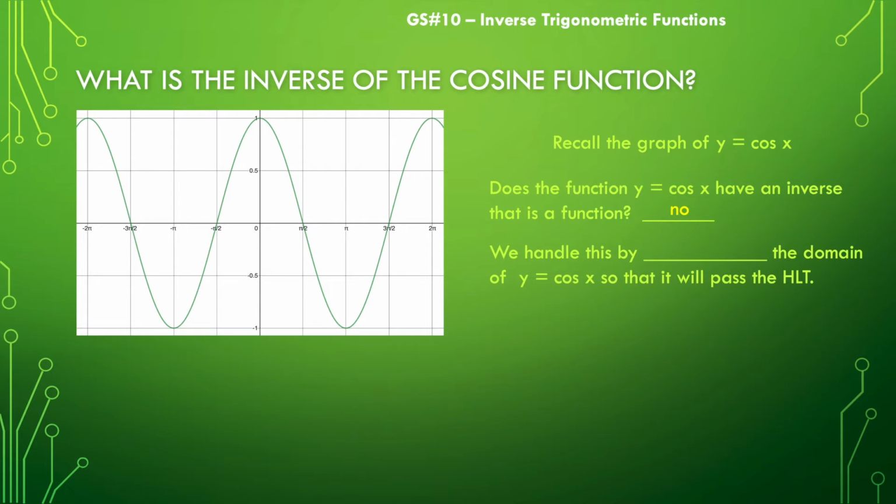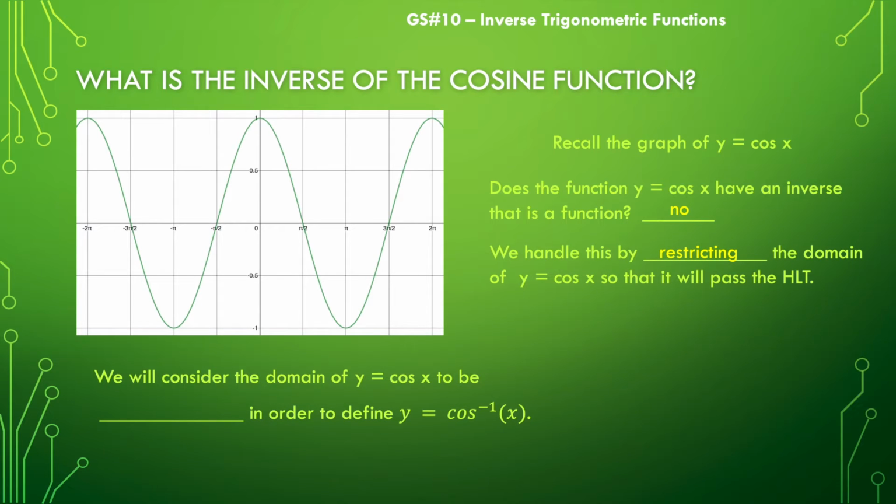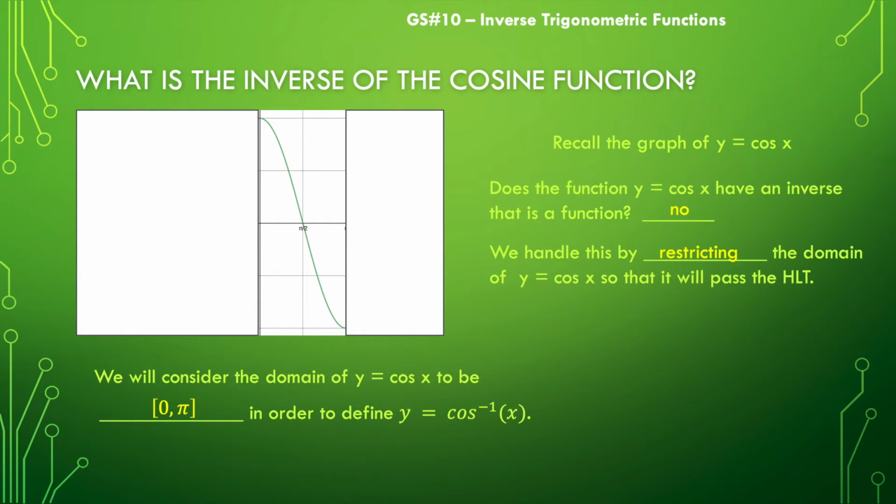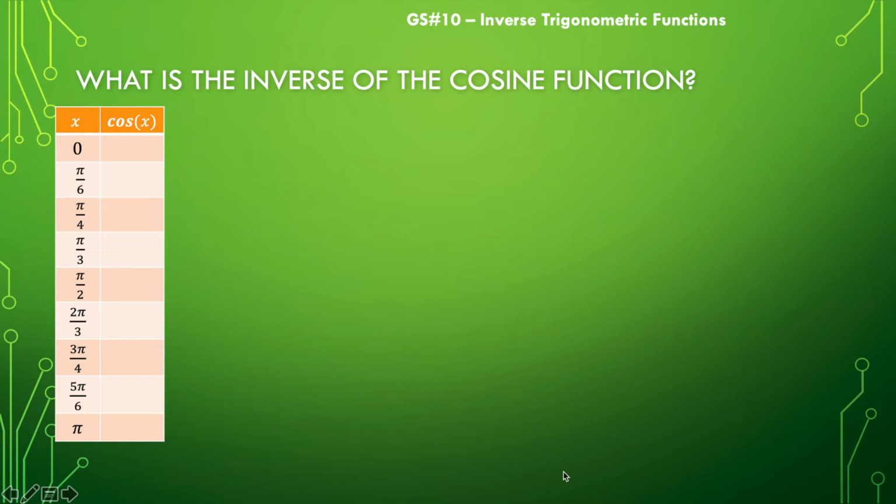So we handle this by restricting the domain, just like we did with y is equal to sine of x. But if we restricted it like we did for y equals sine of x, from negative pi over 2 to pi over 2, it would still fail the horizontal line test. So the interval that we're going to choose is going to be a little bit different. We are going to choose the interval from 0 to pi. Okay, and so as we look at what that interval looks like, we've got a section of the graph that passes the horizontal line test, and then it allows us to define the function y is equal to cosine inverse of x.